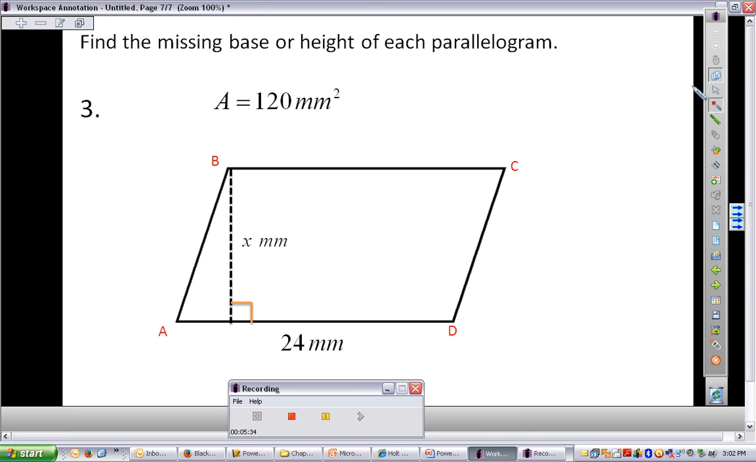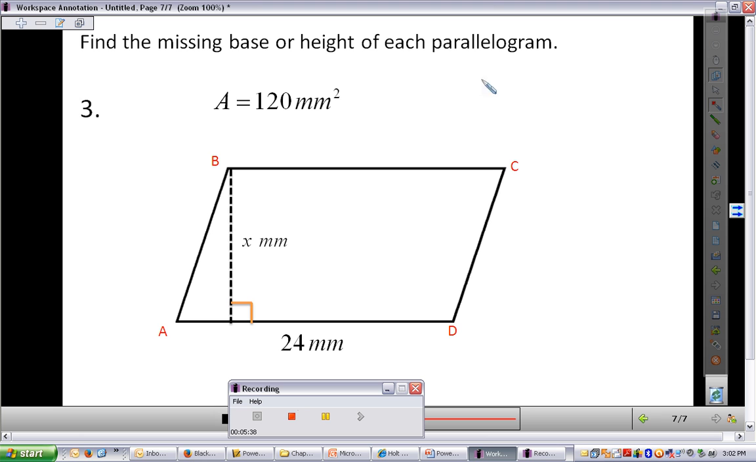This time I want to find the missing base or height of each parallelogram. Notice the big difference here. I'm giving you the area. The area of this parallelogram this time is 120 millimeters squared. Looking at the parallelogram, I have AD, and I have this segment right here. It starts at a vertex and forms a 90-degree angle, so this missing x is going to be the altitude, or the height. AD is going to be my base.